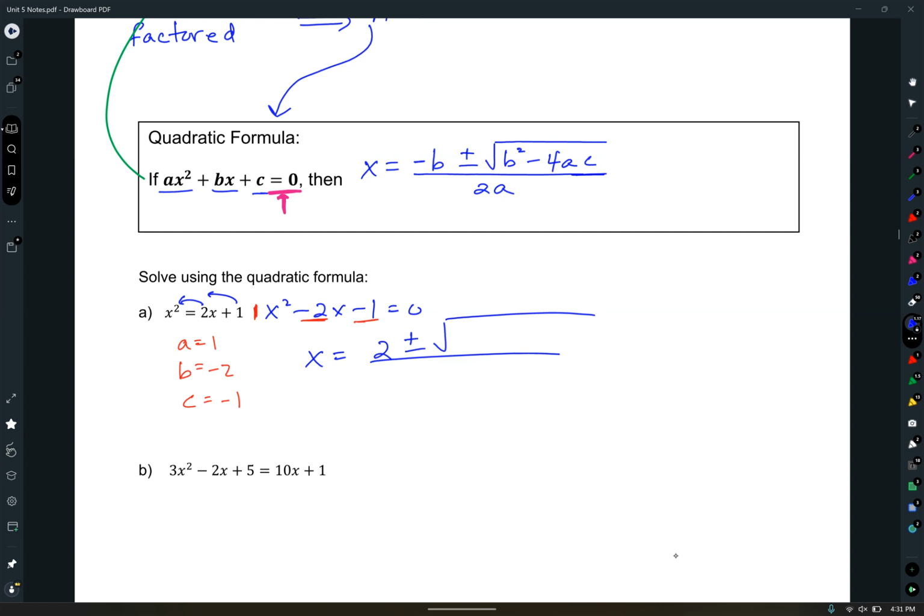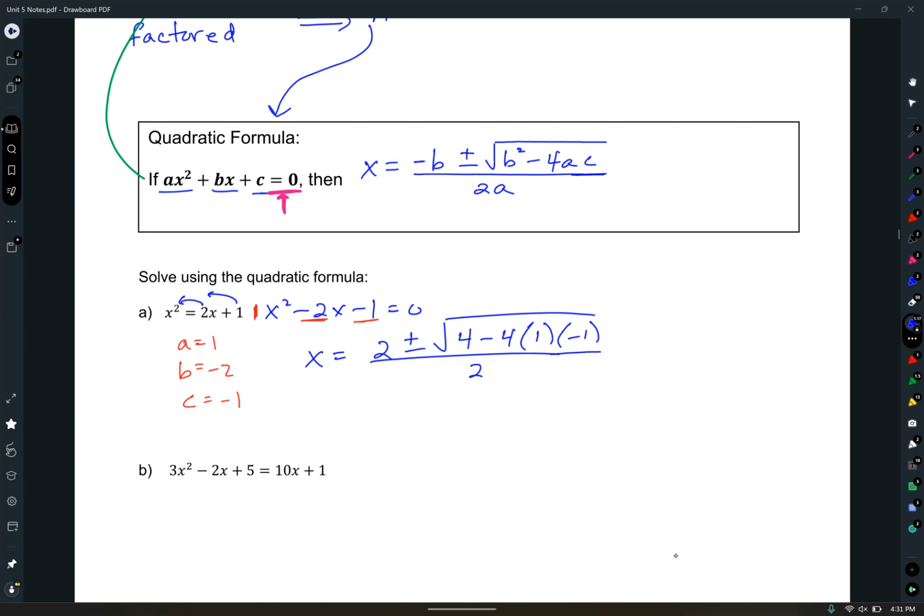Big giant square root. B squared, so b is negative 2, so negative 2 squared is 4. There's my b squared, minus 4 times the a number, which was 1, times the c number, which was negative 1. I'm just kind of putting them in parentheses there. I'll do the multiplication in a minute. And then it's all over 2 times a. Well, if a is 1, then 2 times a is just going to be 2.